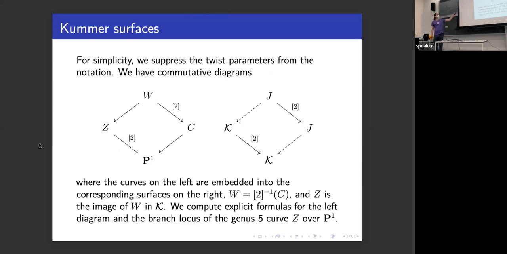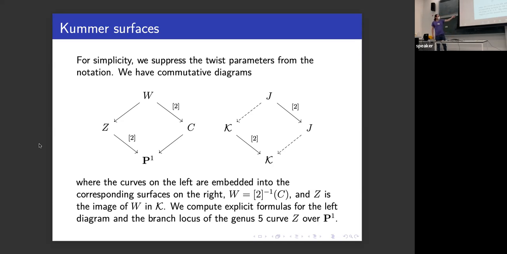So just to illustrate this, I'm suppressing the twists from the notation just to keep things simpler. Here's the picture. We have the multiplication by 2 map on the Jacobian, and this descends to a multiplication by 2 on the Kummer surface. Here we have the original curve with its standard map down to P1. We have the genus 17 covering curve, which maps down to the genus 5 curve, which also covers P1.